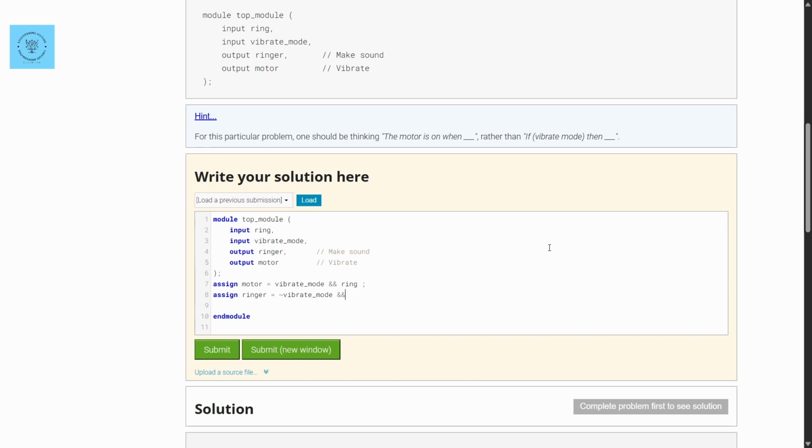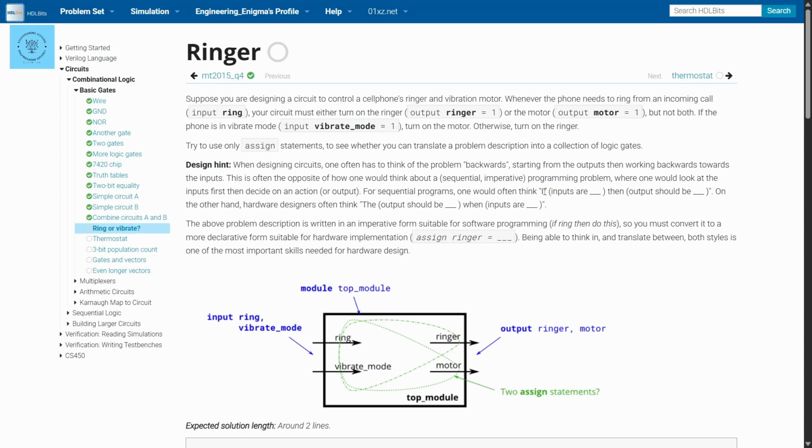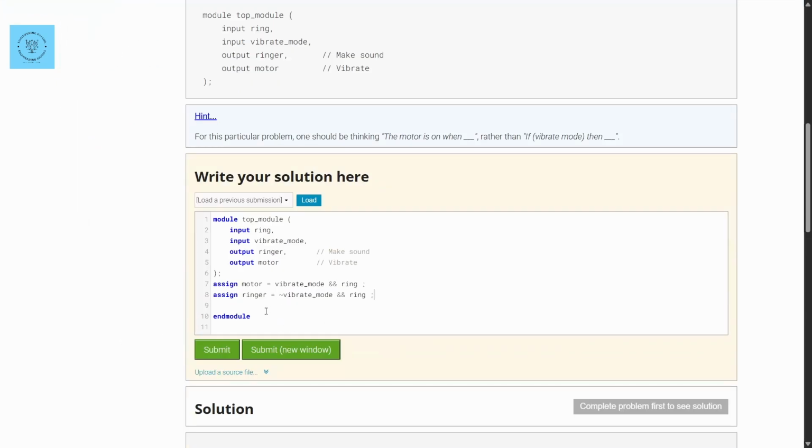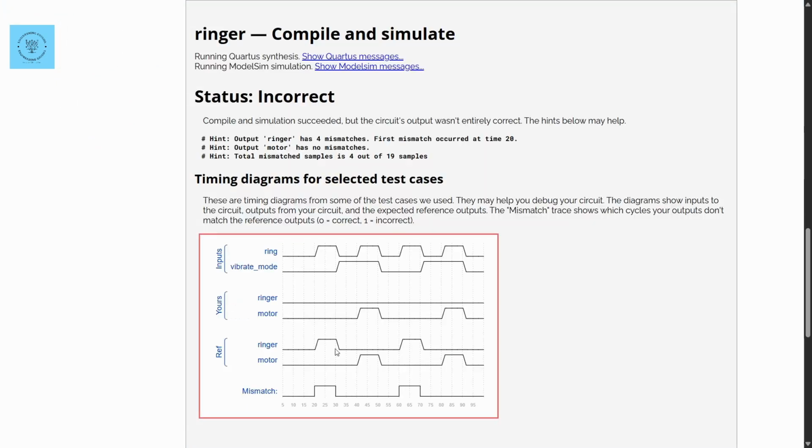ended with ring. This is because we don't want the motor to be equal to 1 during the ringer mode. So let's submit.